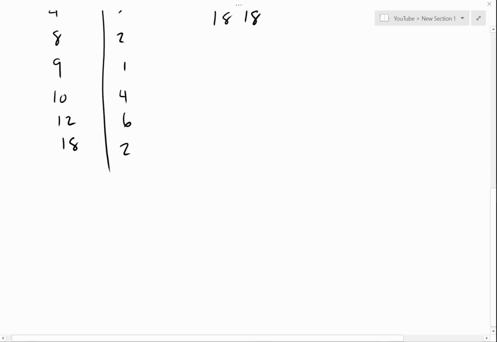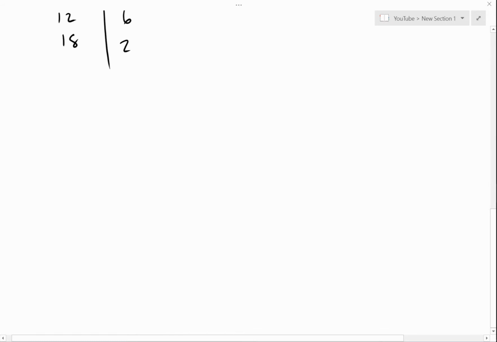Sometimes you got frequency tables that are a little more weird. They're not vertical, but they're horizontal.